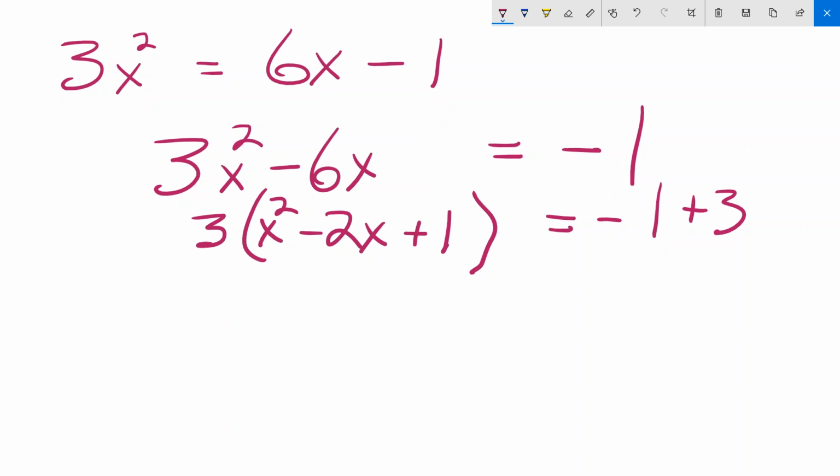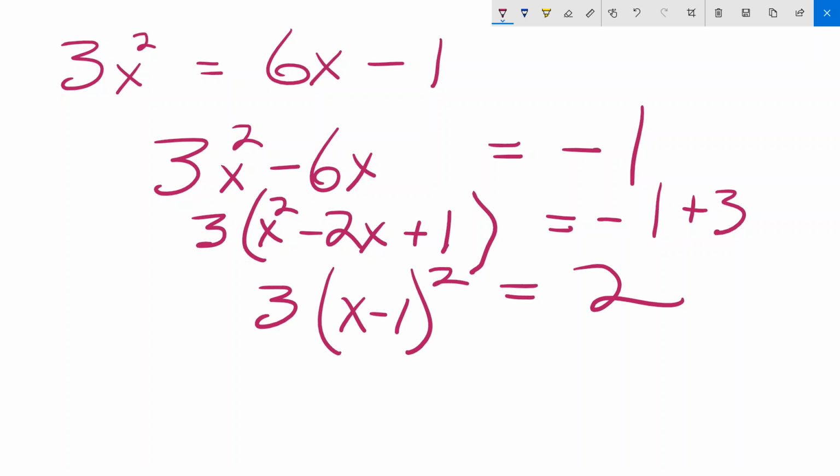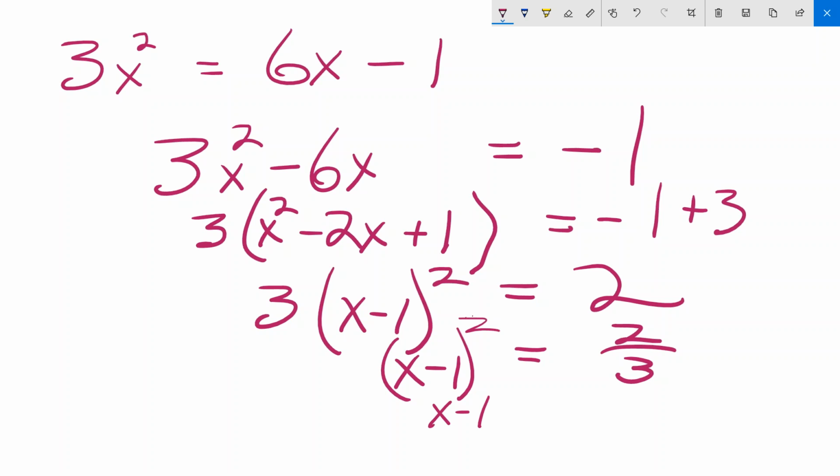Okay, what's the next line? It would be 3 times x minus 1 squared equals 2. Next line. Then you divide both sides by 3. So it'd be x minus 1 squared equals 2 over 3. Keep going. And then you take the square root away from x minus 1, so it'd be x minus 1. And then to the other side, it would be plus or minus square root 2 over 3.